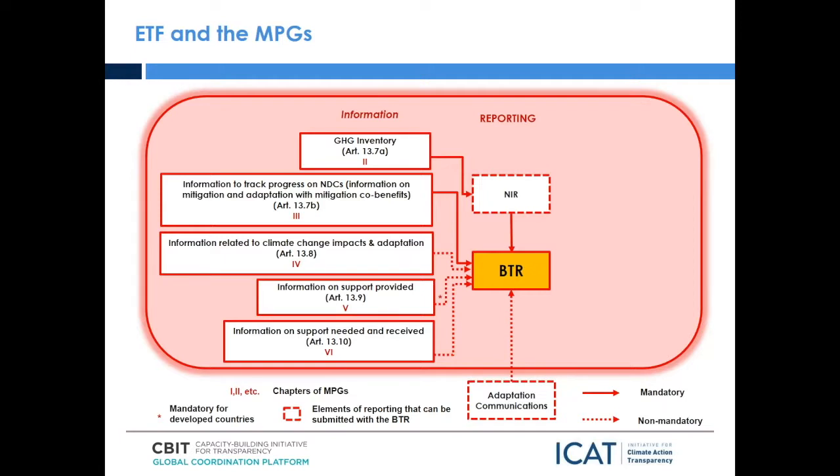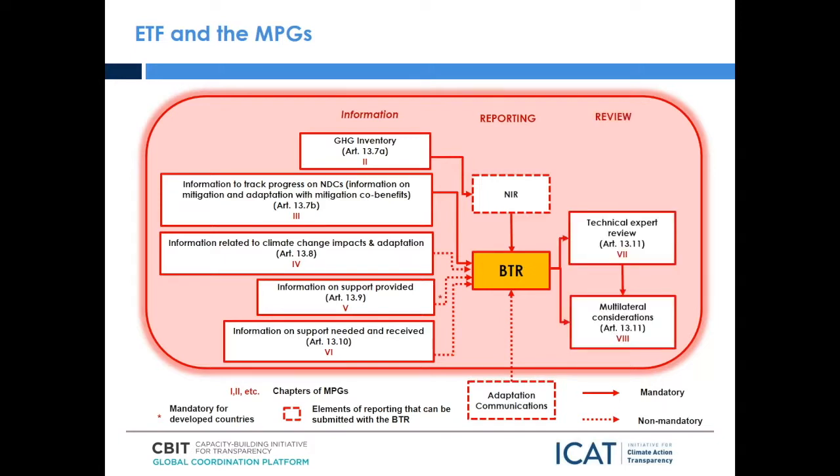Other key reports that you also see in the figure are the National Inventory Report of Greenhouse Gases and the Adaptation Communications. So the NIR is a mandatory deliverable under the ETF and a component of the BTR, although it can be submitted both as a standalone document, hence the dashed frame, or together with the BTR. The adaptation communication, on the other hand, is not a mandatory submission under the ETF and may be submitted with the BTR or through other reporting vehicles, for example, the NDCs or national communications or national adaptation plans.